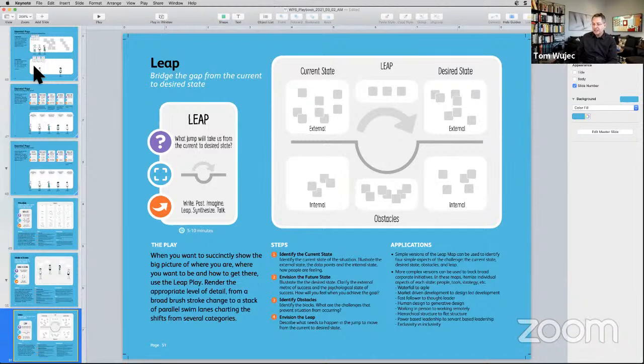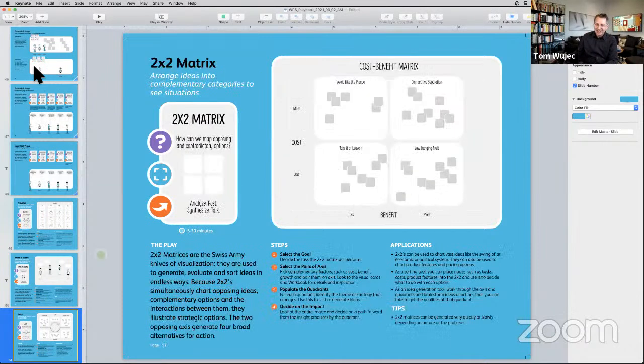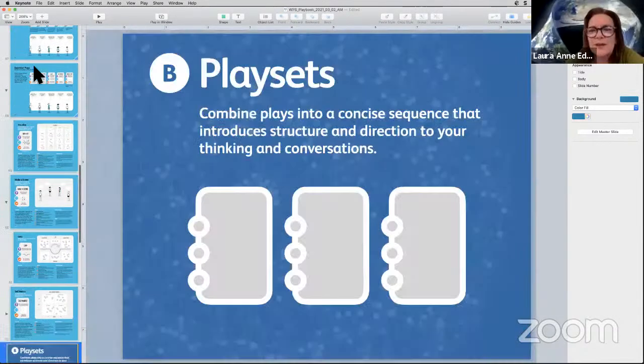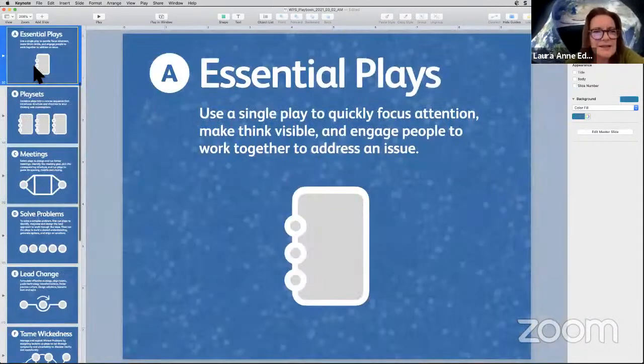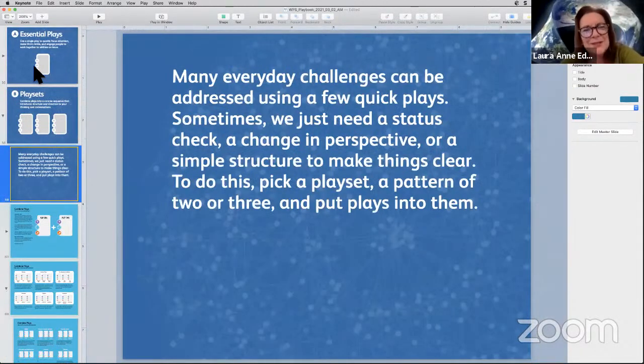So we're going to get to this one next week: current state, desired state, in Greg's presentation, both Greg's presentation and yours, and Shelley's as well.